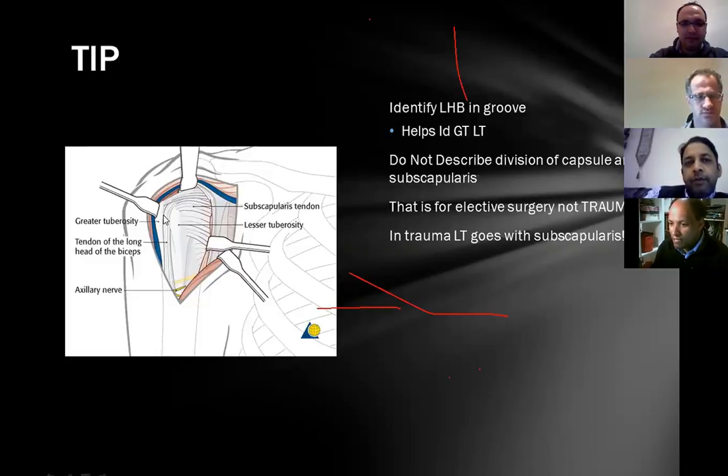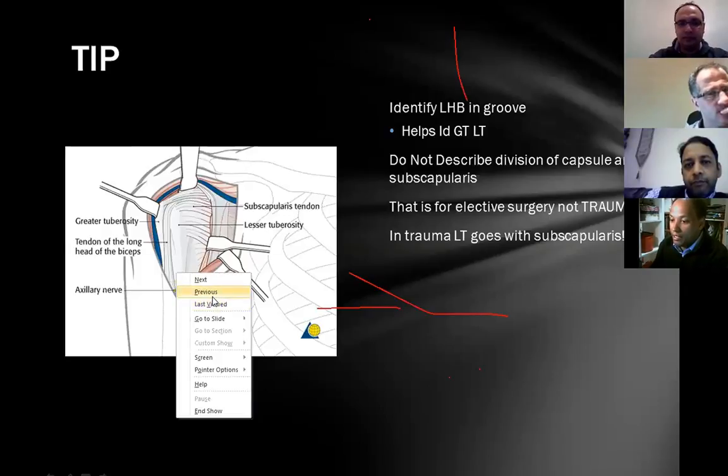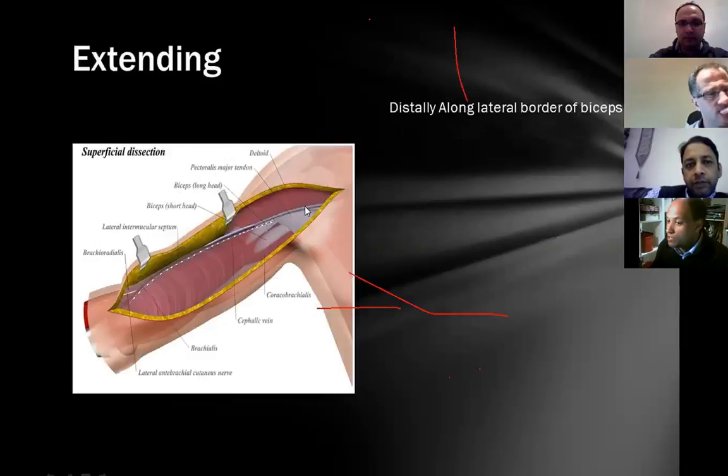We're looking at this bit here. So this is the long-headed biceps in its groove. This is the greater tuberosity. This is the lesser tuberosity. So we want to go here to fix that proximal humeral fracture. So this is where we might consider extending our approach along the lateral border of biceps brachii in order to expose it. And this is when we have to be very careful with the axillary nerve, because that can be at risk at this stage.